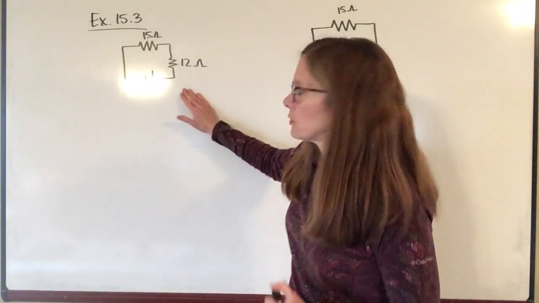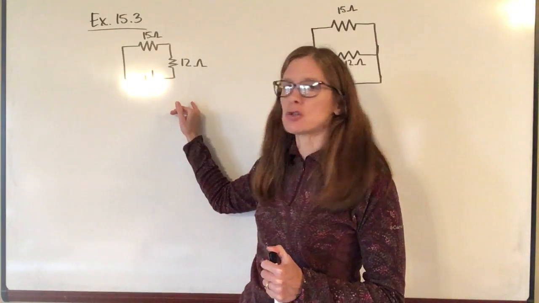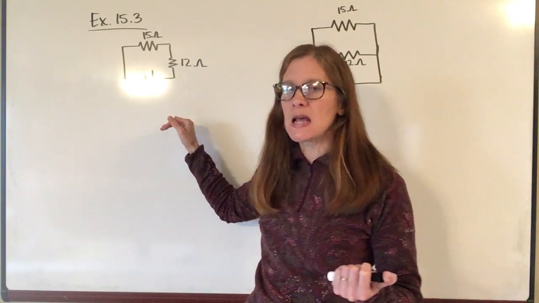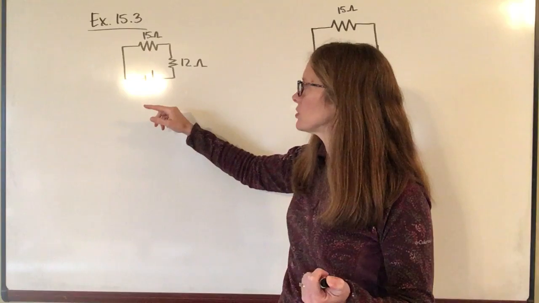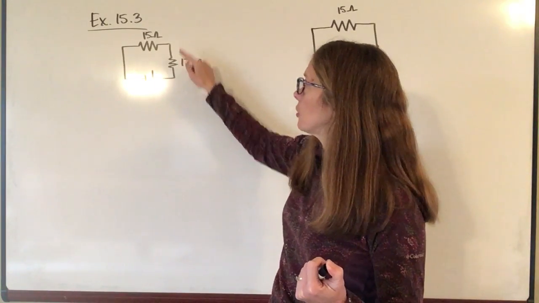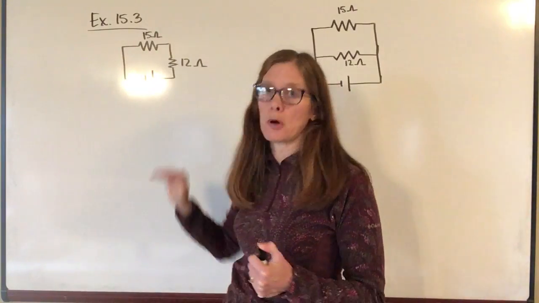The first part of that example has two resistors in the same circuit, and they are hooked up in series. So what that means is that when the current starts to move around the circuit, it has to go through both resistors. It doesn't have any choice but to go through both of them.